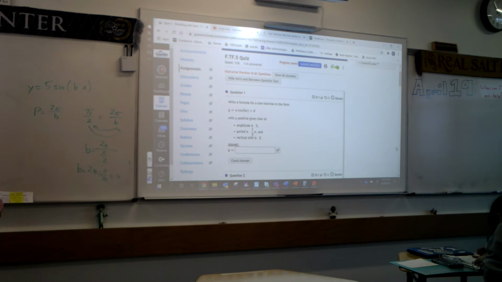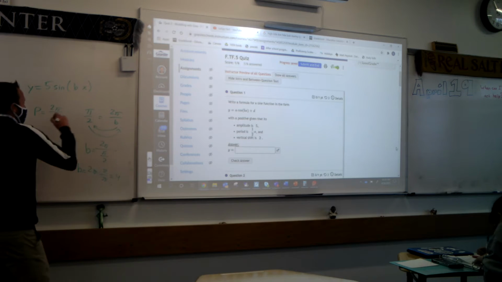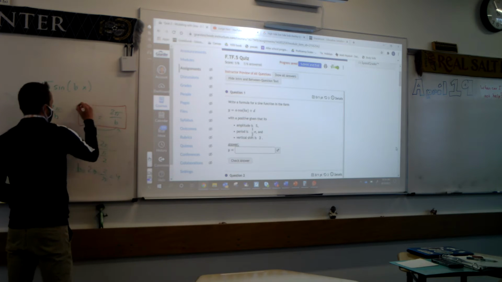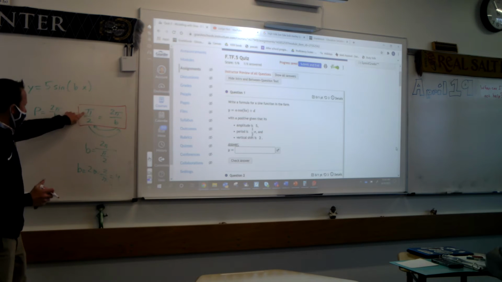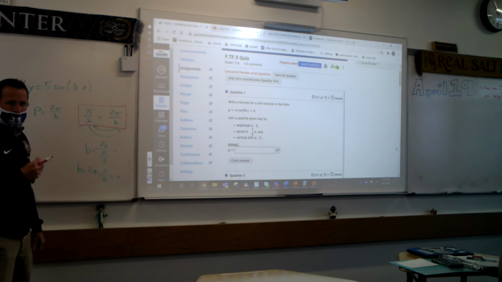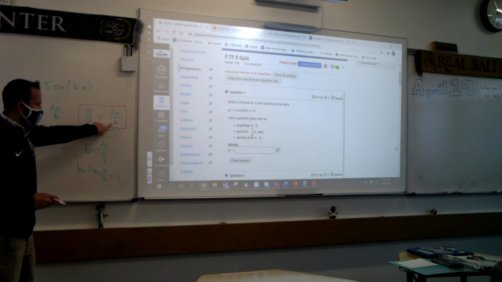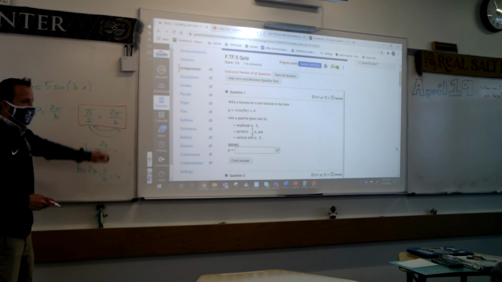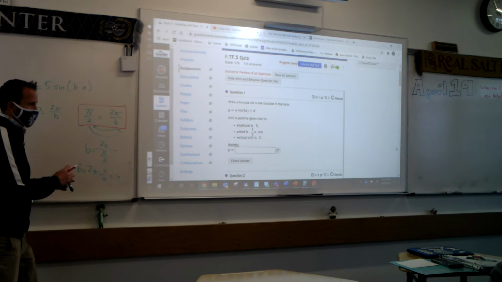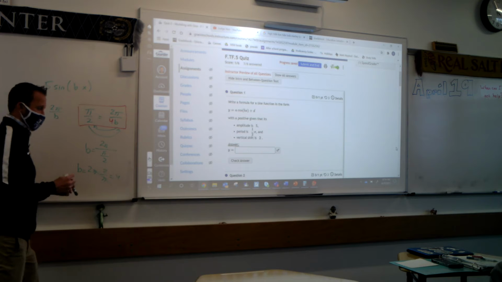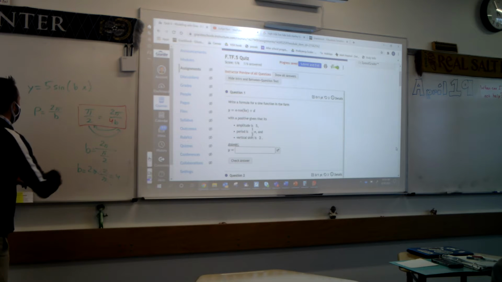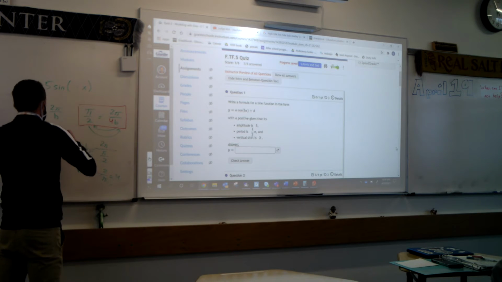Can I show you maybe a shortcut? How do I get from pi to 2 pi? What do you do? Times it by 2. How would I get from 2 times 2? So b is 4. Do you see how that's a little bit faster there? Okay, cool. So what that tells me is that b is going to be 4.